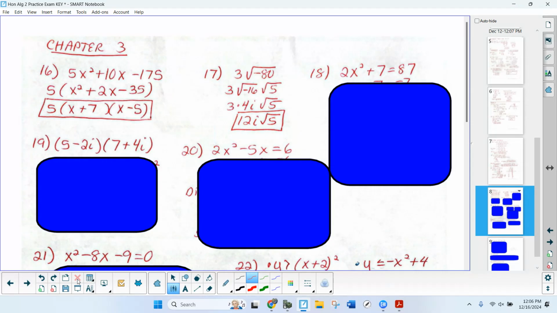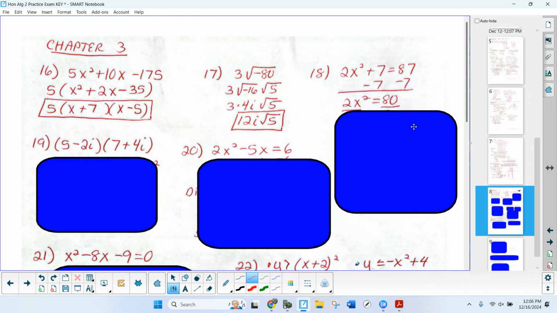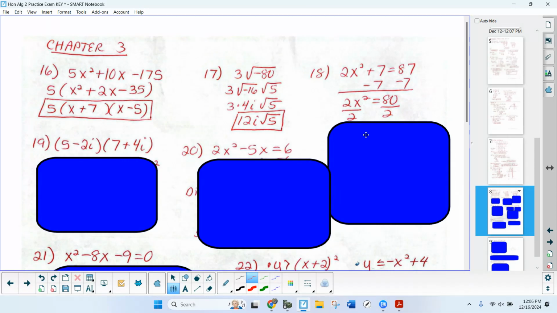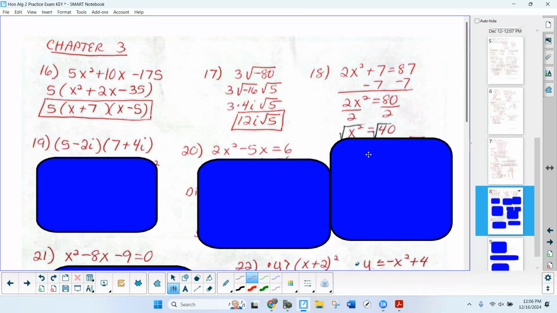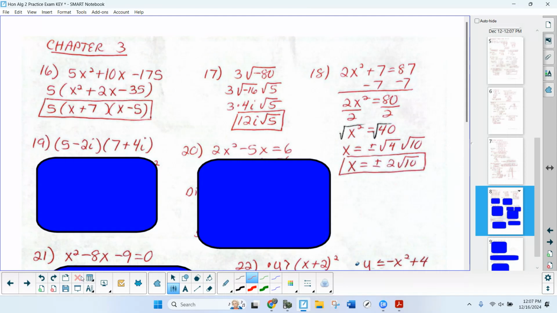Thanks, Ava. All right, Ava, what'd you do first? I first subtracted 7 to 8. Okay, and got? 2x squared equals 80. Okay. And then I divided by 2. Okay. And my x squared equals 40. Okay. And I did the square root and I got x equals plus or minus 2 radical 10. Good. Do you have to remember the plus or minus? Plus or minus 2 radical 10. Perfect. Questions there?